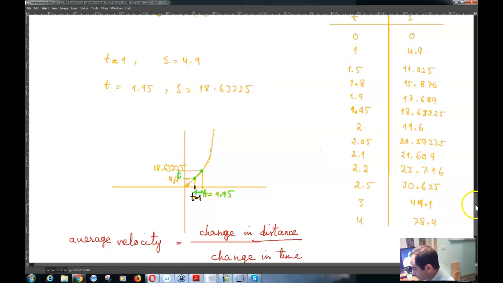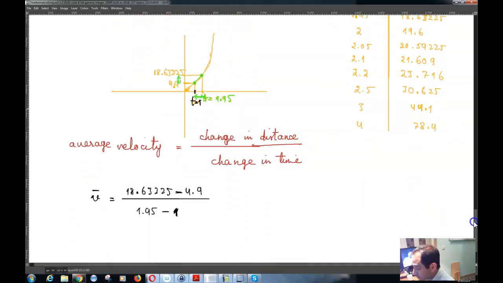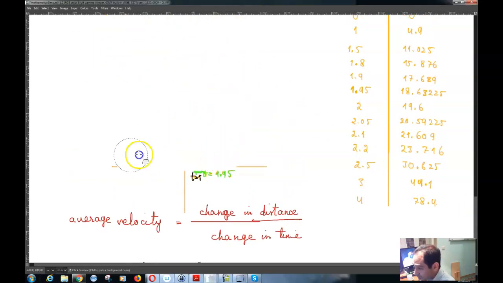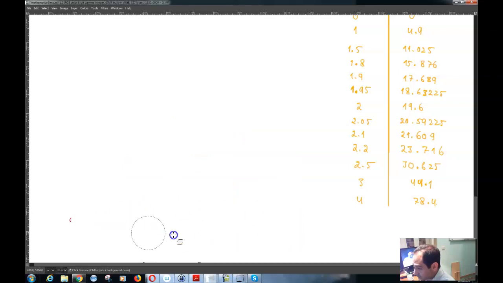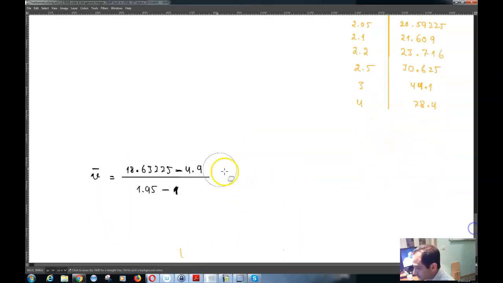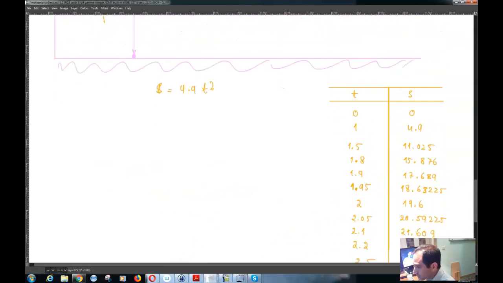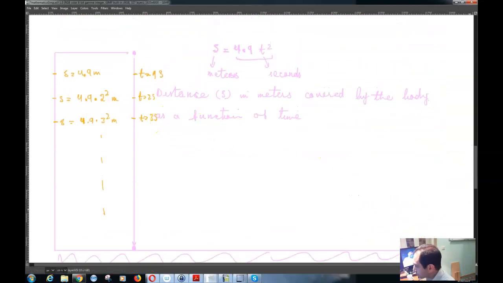But now, as we discussed before, what I really care about is that the average velocity is not enough for me. If I take the average velocity between this point and this point in time, I know the average velocity between these 2 points, but I don't really know what the average velocity of the object was at this point exactly in time.